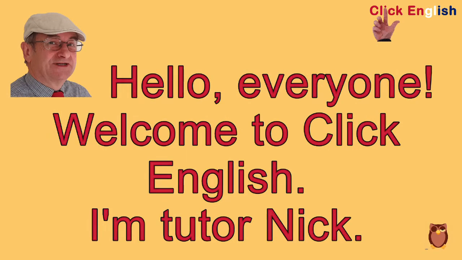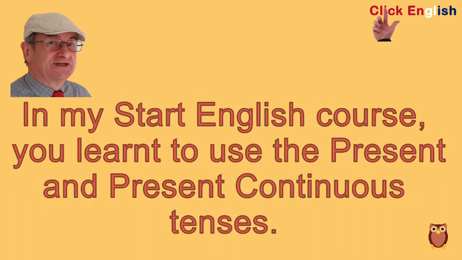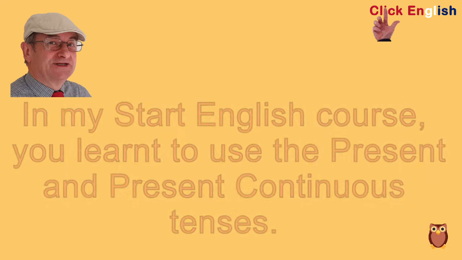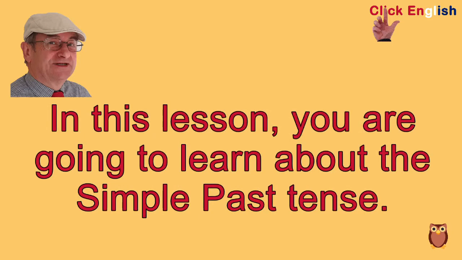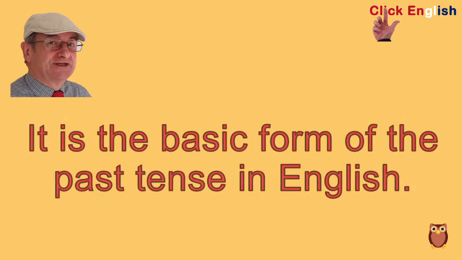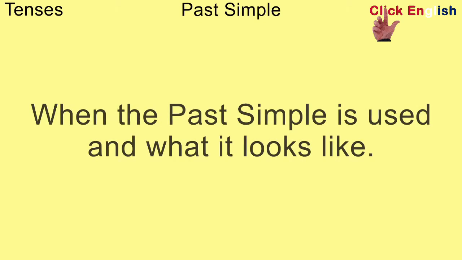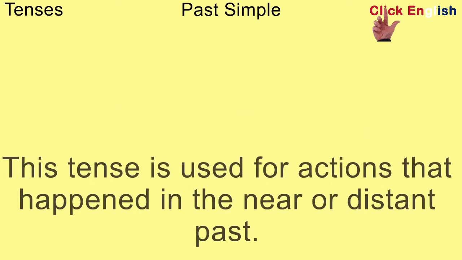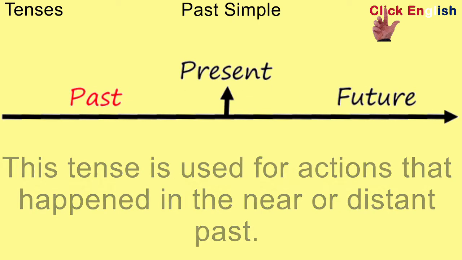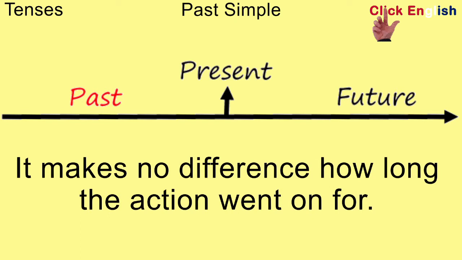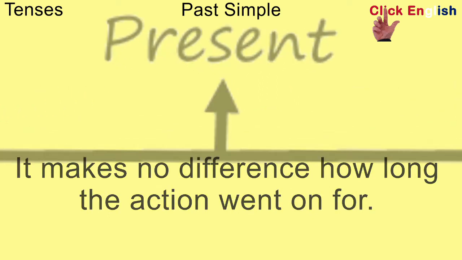I'm Tutor Nick. In my Start English course, you learnt to use the present and present continuous tenses. In this lesson, you are going to learn about the simple past tense. It is the basic form of the past tense in English. This tense is used for actions that happened in the near or distant past. It makes no difference how long the action went on for.